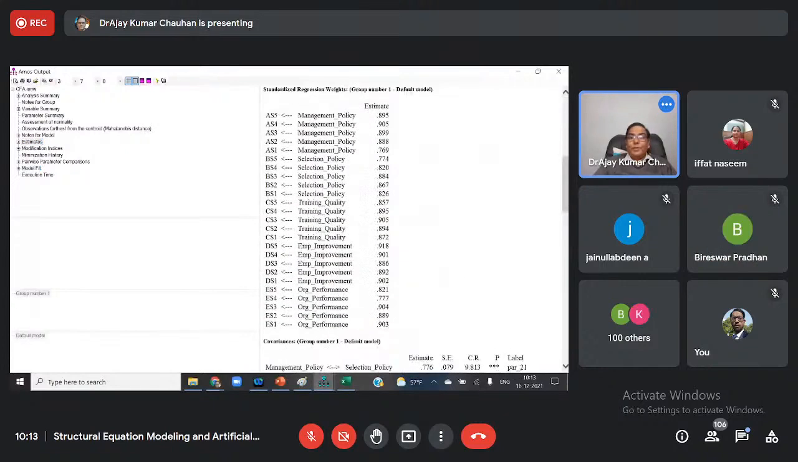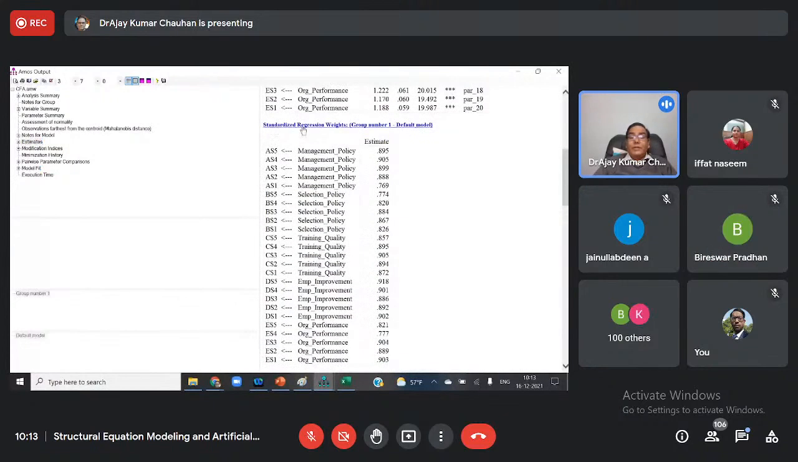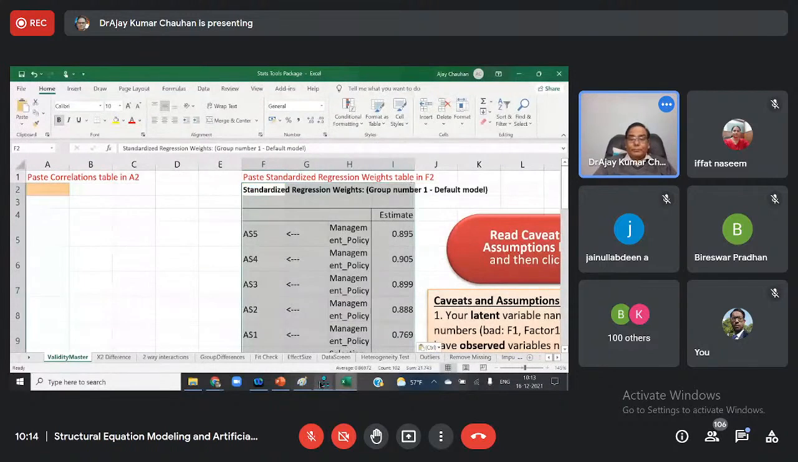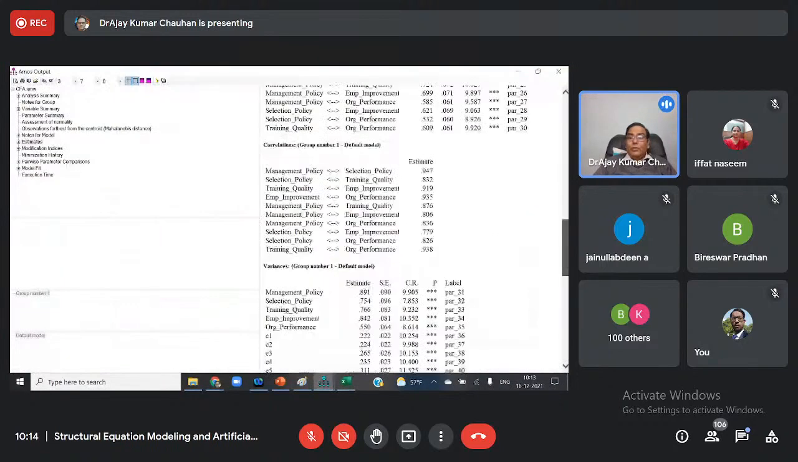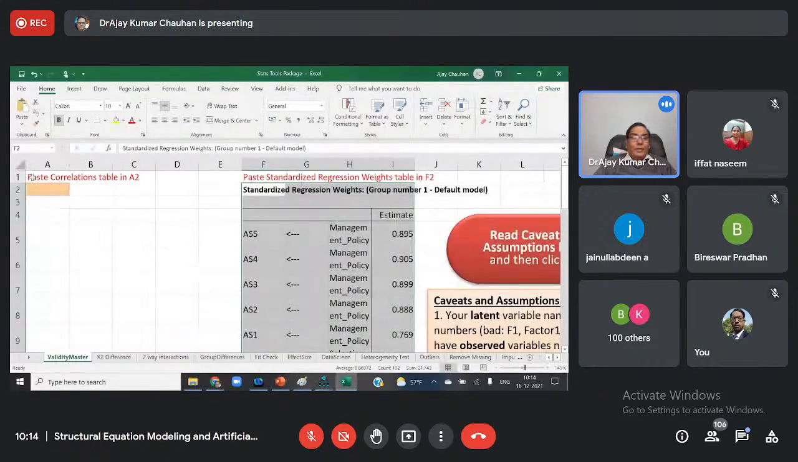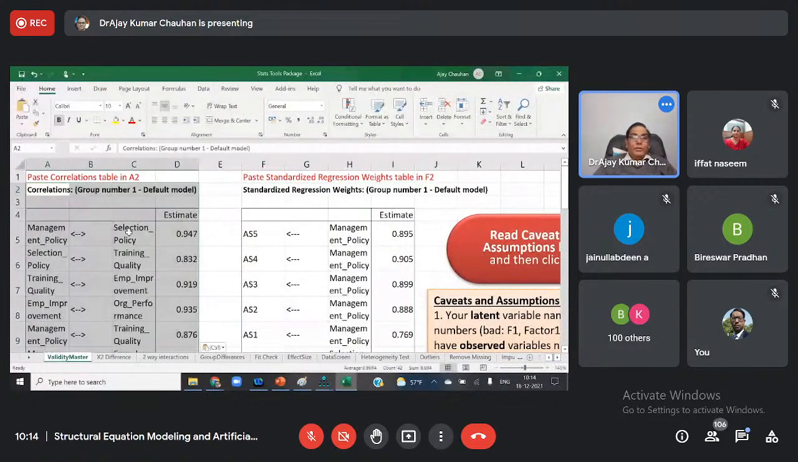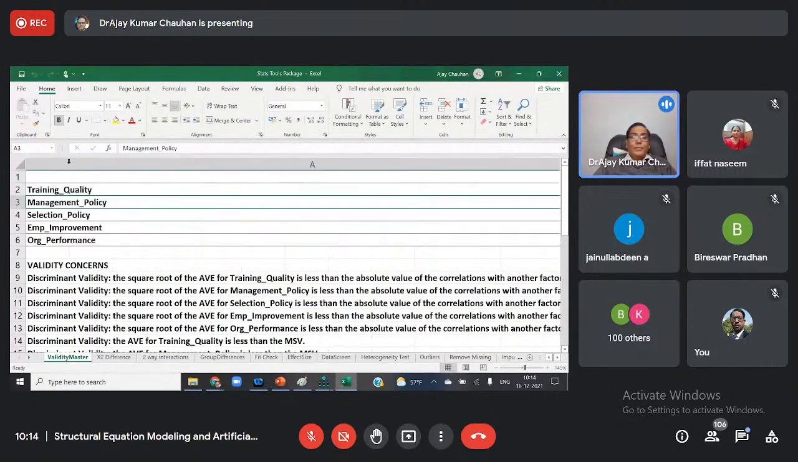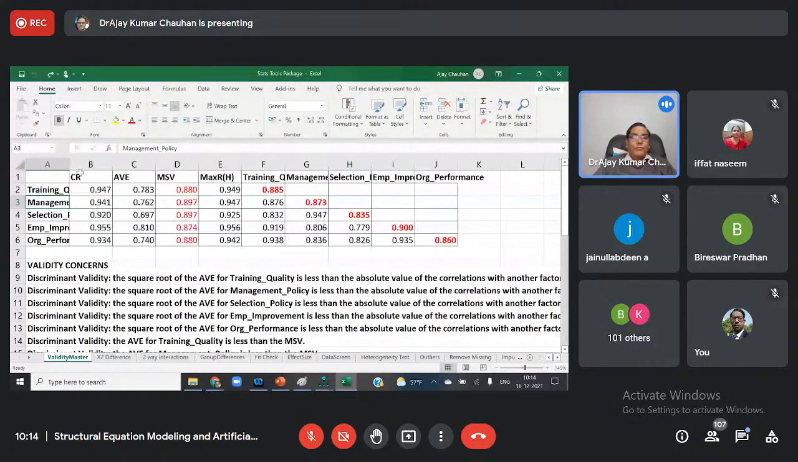So I'm going to take this table, the standardized regression weight table, and copy. So you just paste this table here. Then you can go to the correlations table, copy, and paste the correlation table in A2, the table here, and just run. So here all the answers, composite reliability, average variance extracted, MSV, maximum reliability, so all the measures are calculated by the software in only one command.